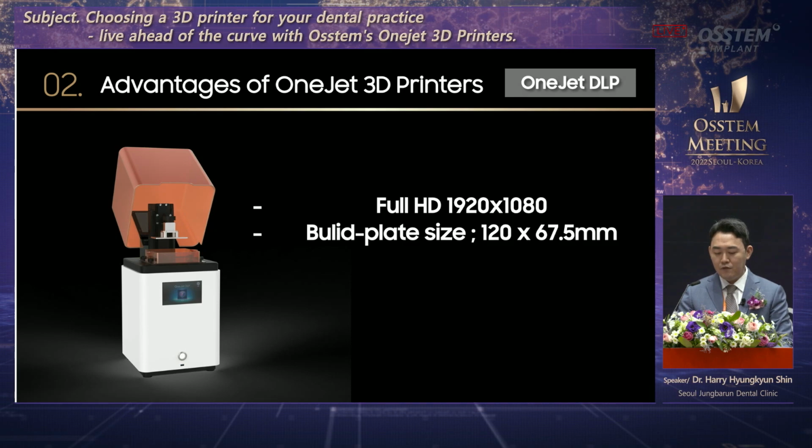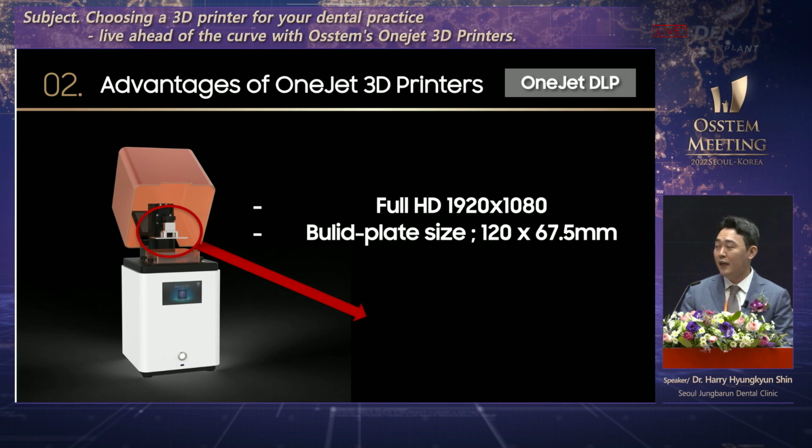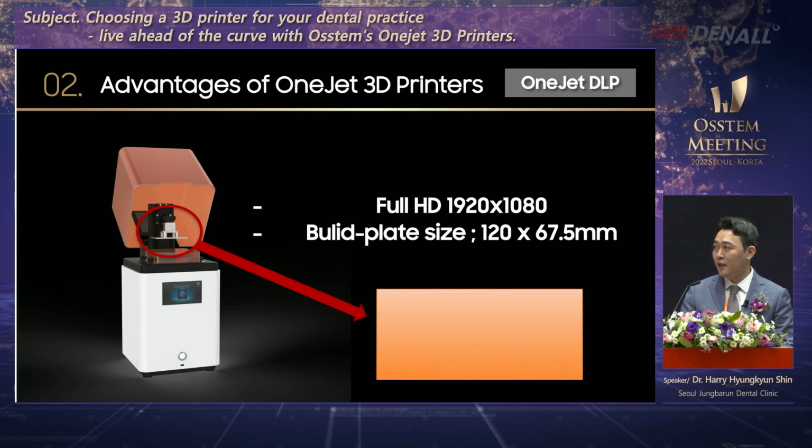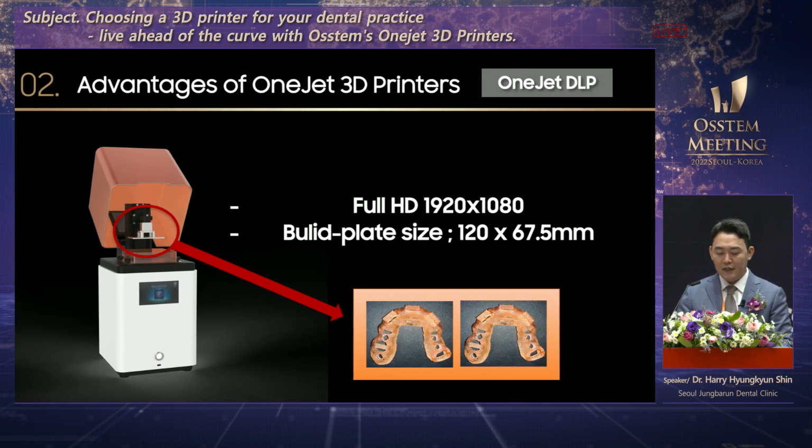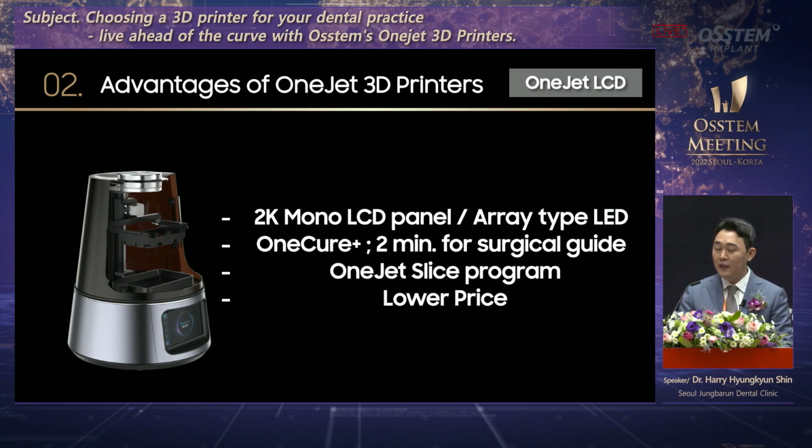For precise printing, a full HD projector is used, and the build plate size is 120 by 67 by 5. It can be expanded. So in order to improve that, the build size is adjusted to 120 by 67 by 0.5. As you can see here, two full arch surgical guides can be put in there. That is how it is designed. So full size or partial size guides can be put into there.